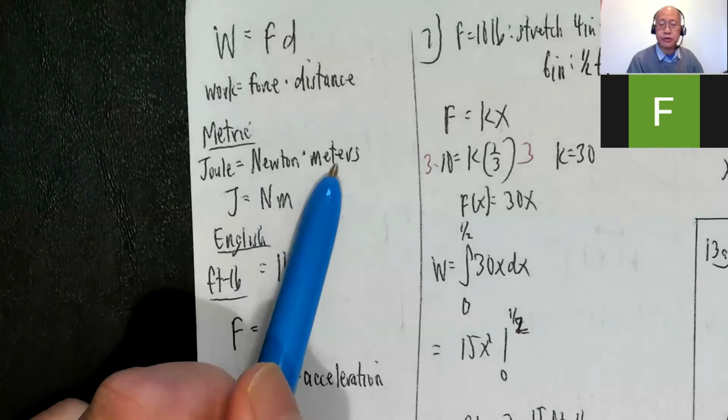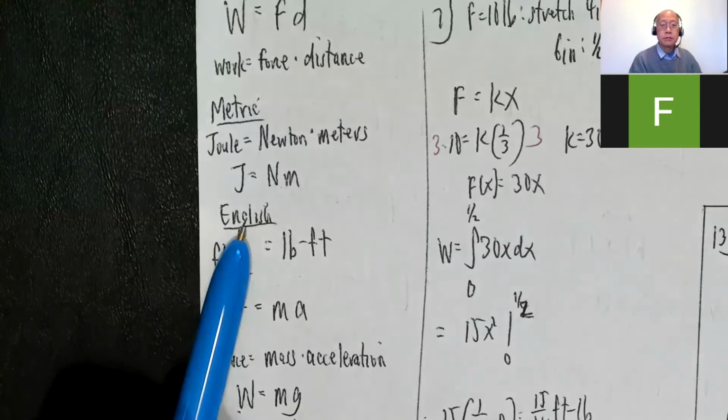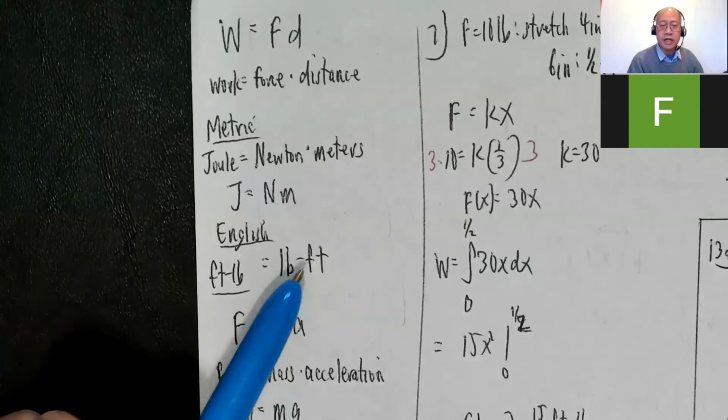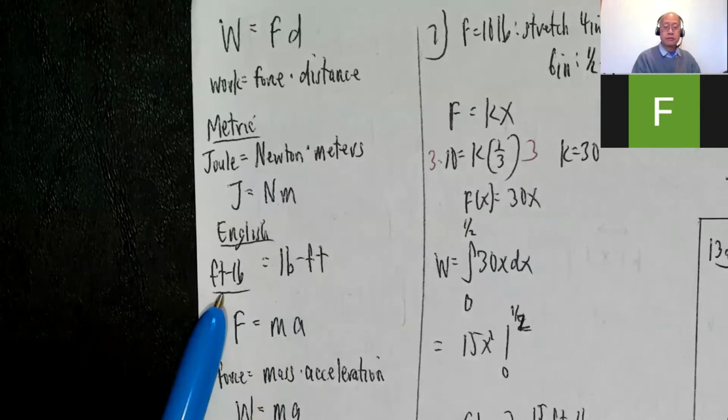Okay, in the English system, for force, we use pounds. For distance, we have feet. And again, if it's not feet, like I think they give you inches, then you have to change it to feet. So what's a pound times a foot? Foot pound. That's literally what it's called, a foot pound.